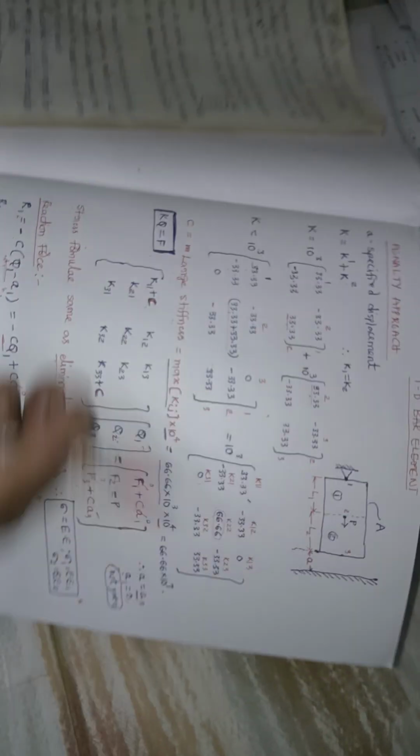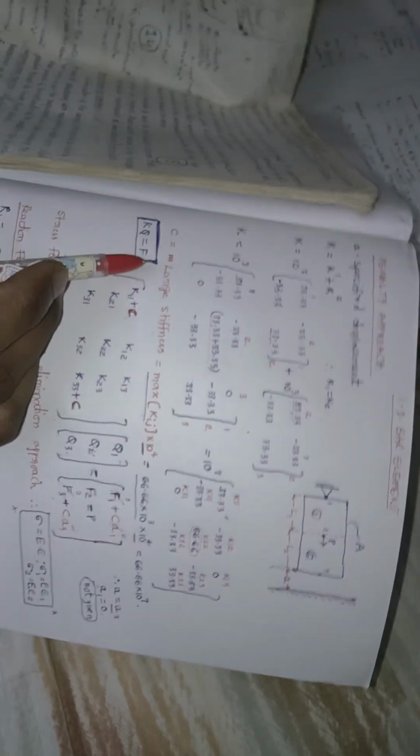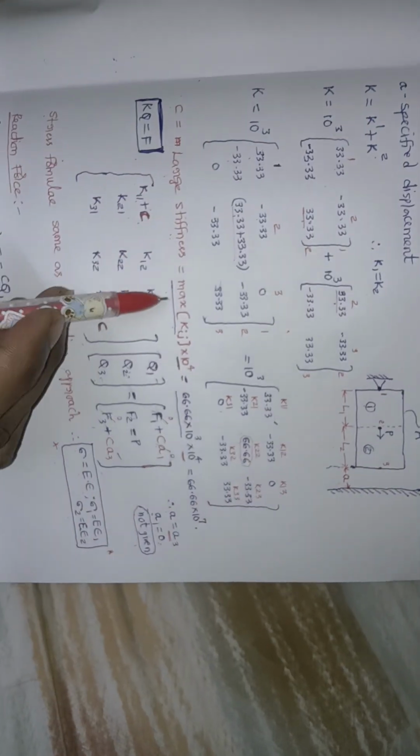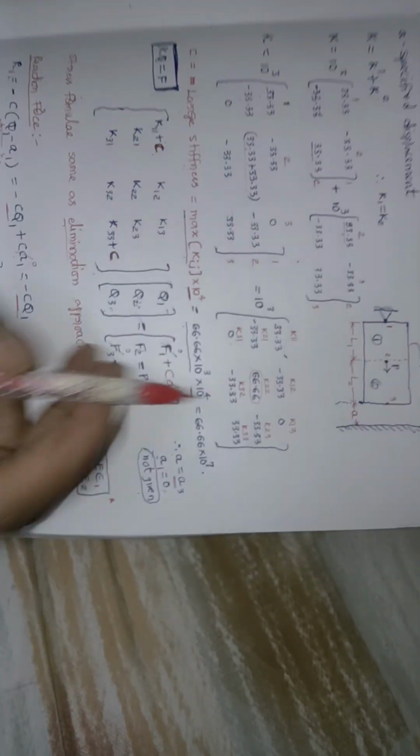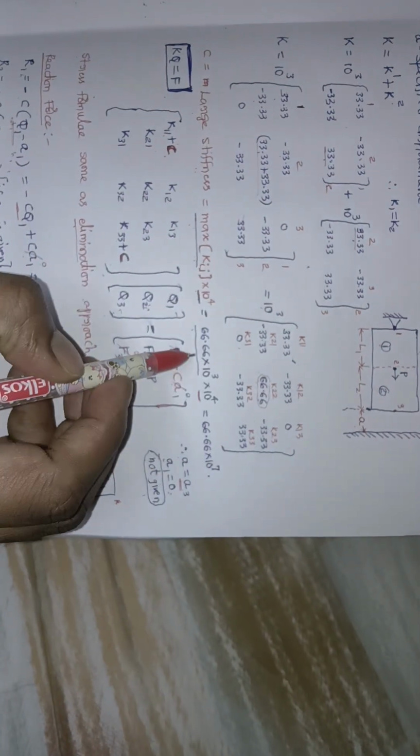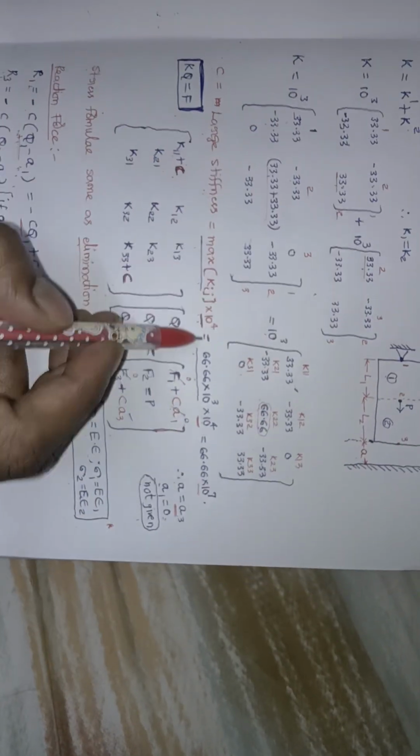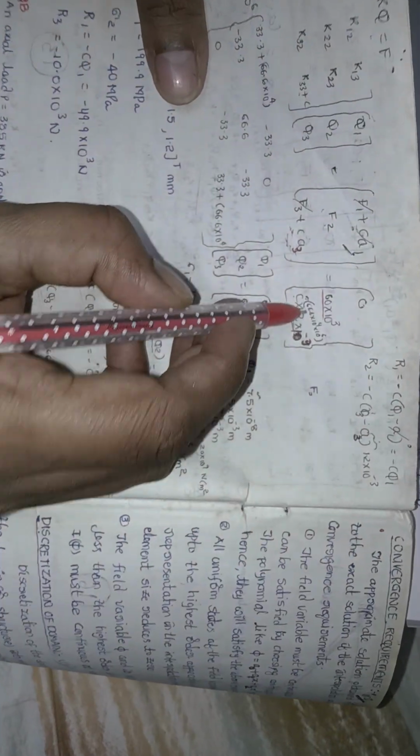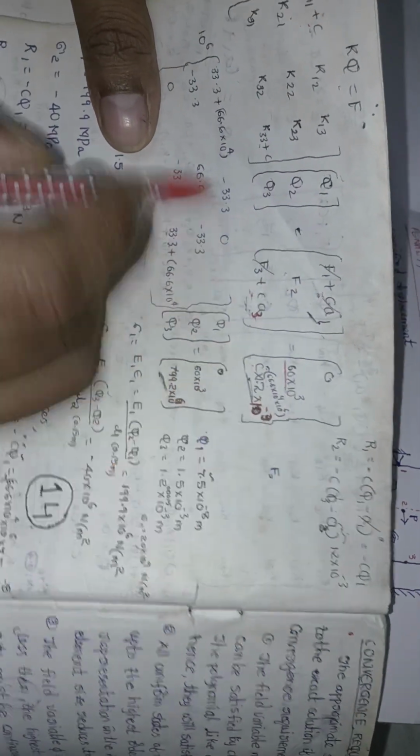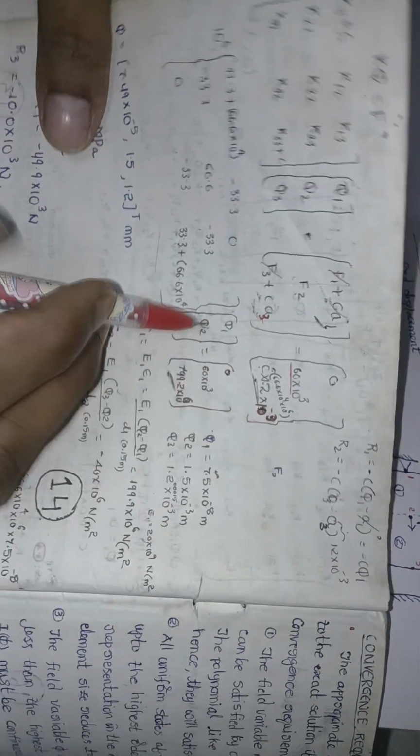Here we observe this equation, see 66.66. Maximum K is 10 power 4. Here C is the large stiffness. Here 66.6 into 10 power 3 into 10 power 4. This 10 power 7 is the maximum K, that is the C value. So you have taken the same value, 66.6 into 10 power. Like that you will get the C value.